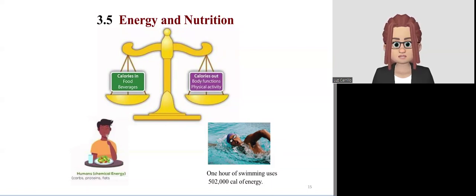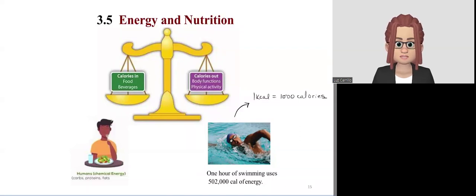And when it comes to the values that maybe we are going to be more familiar with, understand that we are going to be looking more often at units of kilocalories. The equality states that 1 kilocalorie equals 1,000 calories. So, with this in mind, take the value of 502,000 calories and convert it to kilocalories.